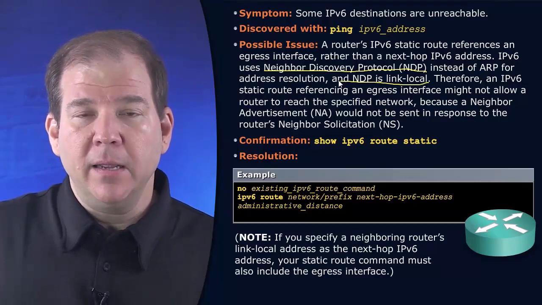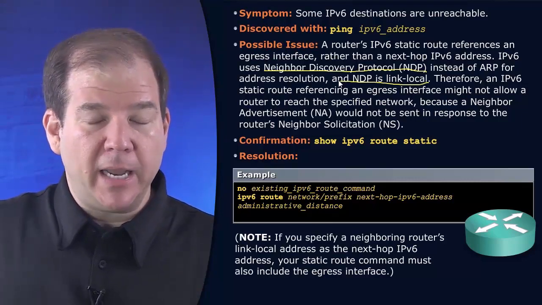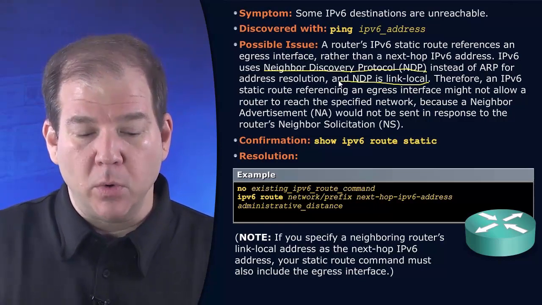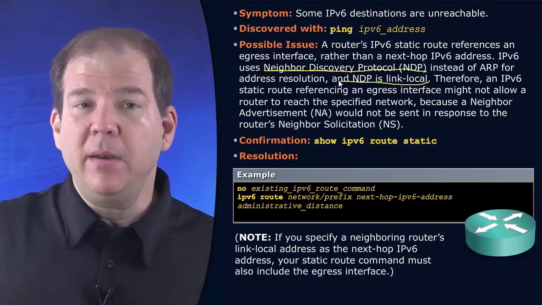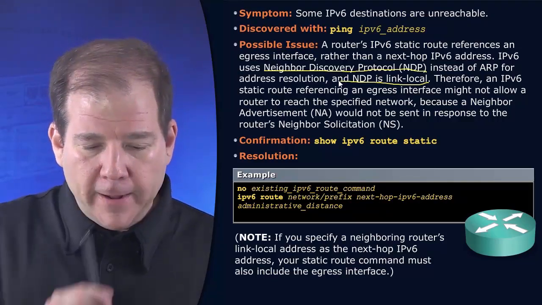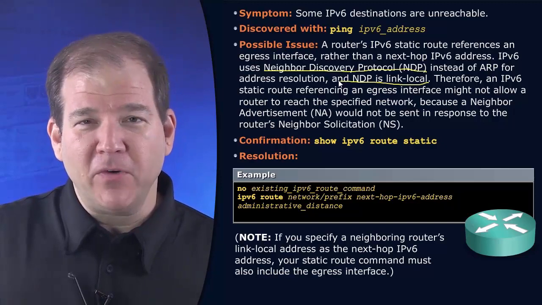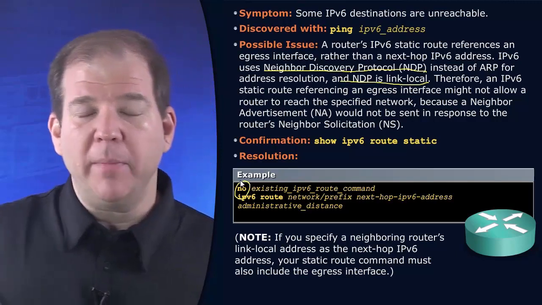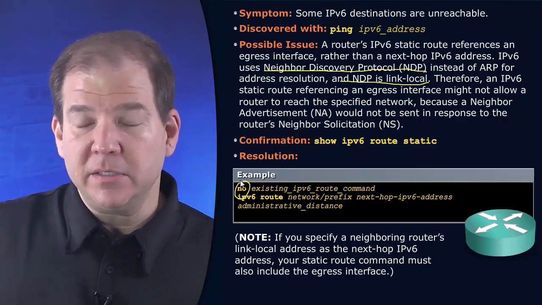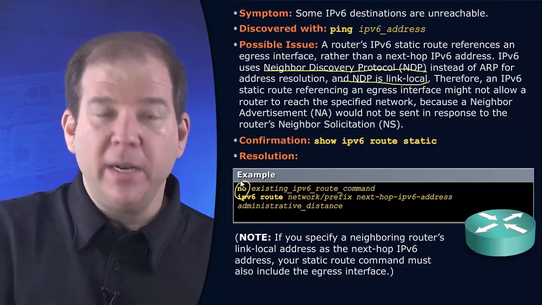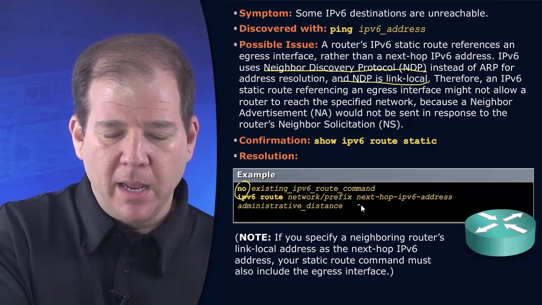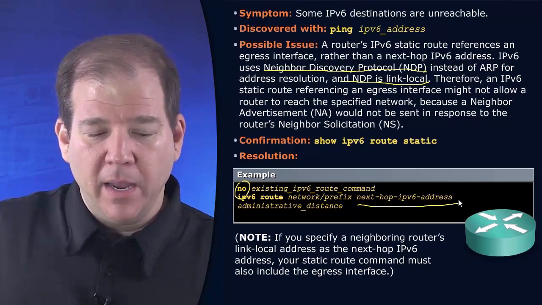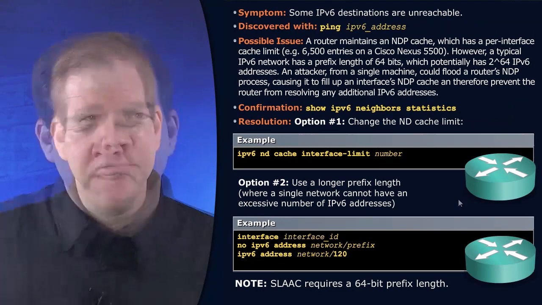And this could lead to us not being able to discover other networks. If we send out a neighbor solicitation message, as an example, we may not get the neighbor advertisement that we're looking for because NDP, Neighbor Discovery Protocol, is link local. How do we fix that? Just like we fixed it for IP version 4. We can use a no command and negate the existing IP version 6 static route, put in a new IP version 6 static route, but this time let's specify the IP version 6 address of the next hop, as opposed to an egress interface.